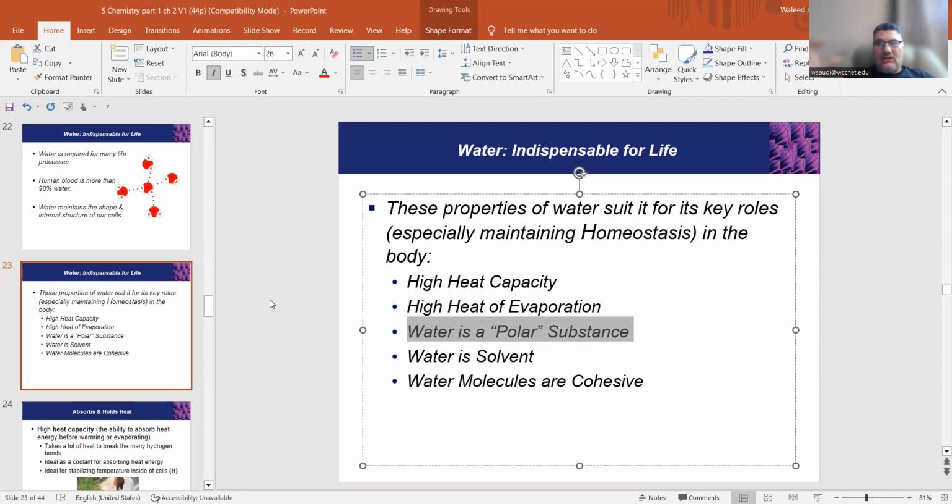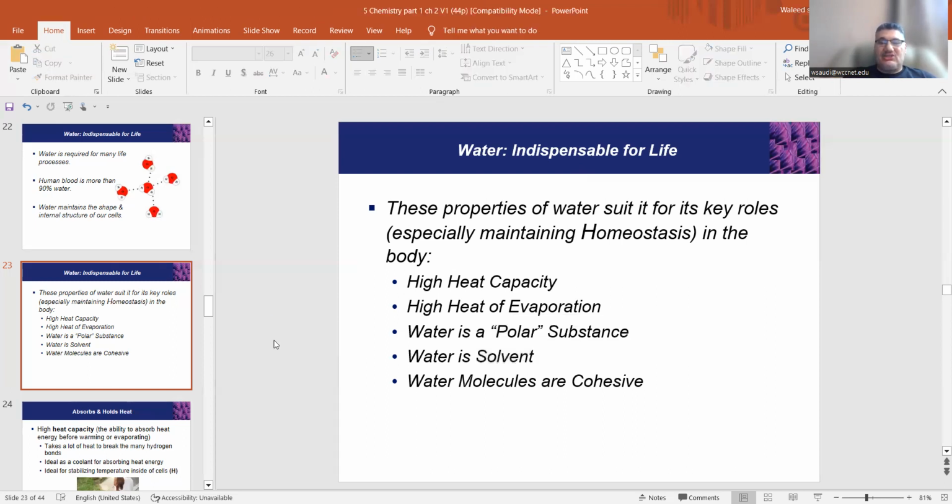Hydrogen with oxygen making water. One oxygen and two hydrogen. Remember, oxygen is sharing two, hydrogen is sharing one. It's unequal sharing, so we call water a polar substance. We did that last week. It's a polar substance, which is important, and I will show you.